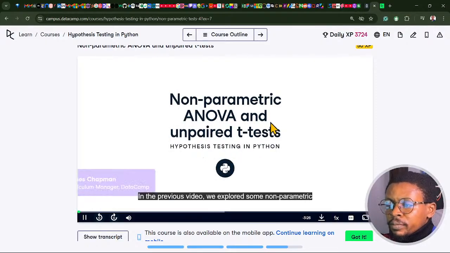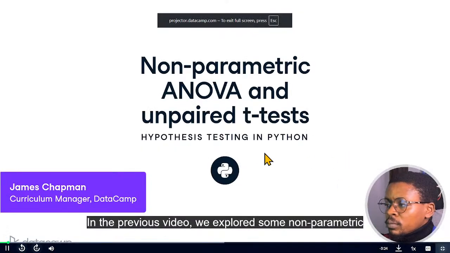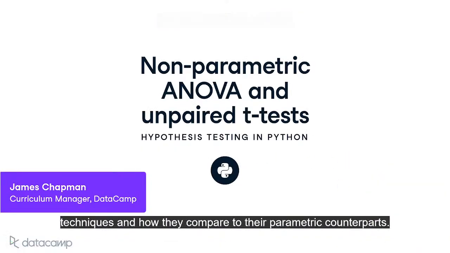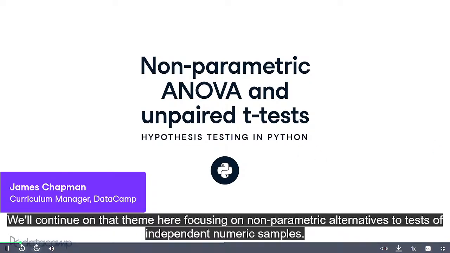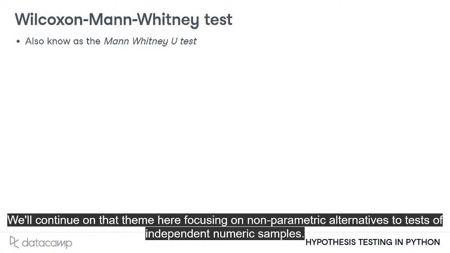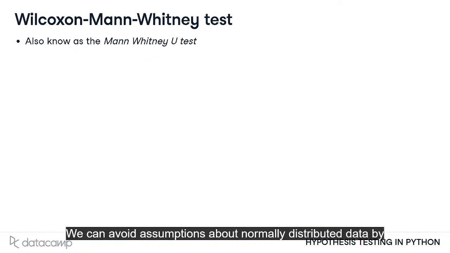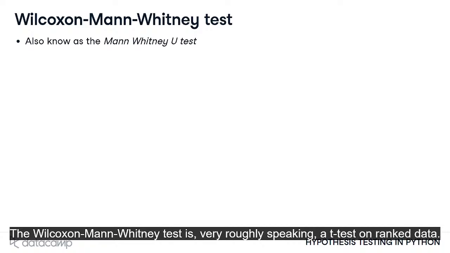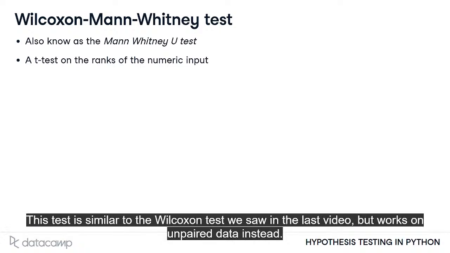Non-parametric ANOVA. In the previous video, we explored some non-parametric techniques and how they compare to their parametric counterparts. We'll continue on that theme here, focusing on non-parametric alternatives to tests of independent numeric samples. We can avoid assumptions about normally distributed data by performing hypothesis tests on the ranks of a numeric input. The Wilcoxon-Mann-Whitney test is, very roughly speaking, a t-test on ranked data. This test is similar to the Wilcoxon test we saw in the last video, but works on unpaired data instead.